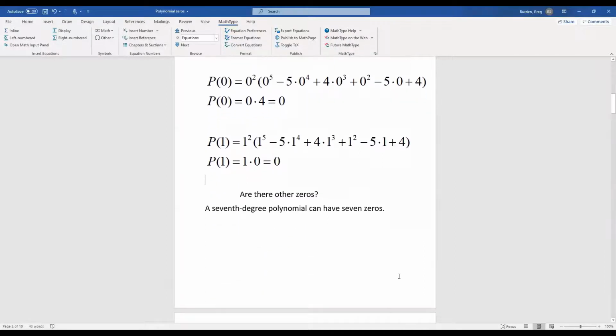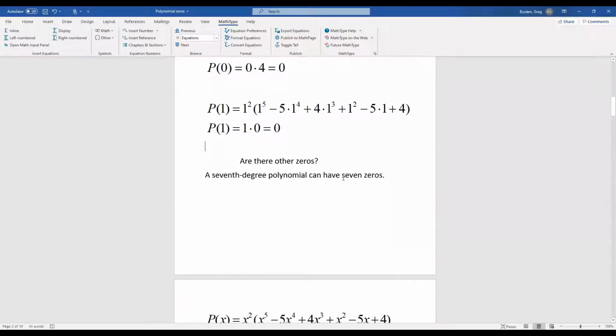Are there other zeros? Yes, there are, and as I already mentioned, a 7th degree polynomial can have as many as 7 zeros. For graphing purposes, that amounts to saying that a 7th degree polynomial can cross the x-axis as many as 7 times. I'm going to mention that it also turns out that a 7th degree polynomial can change directions as many as 6 times. It can have 6 what are called turning points, places where the graph was going up and then changes direction and goes down, or vice versa. I'll come back to that at some point, maybe in this video.